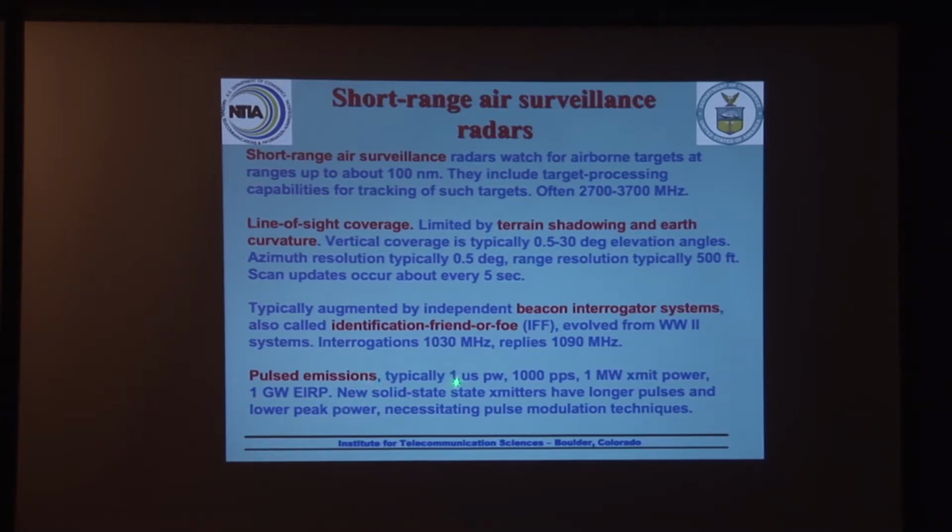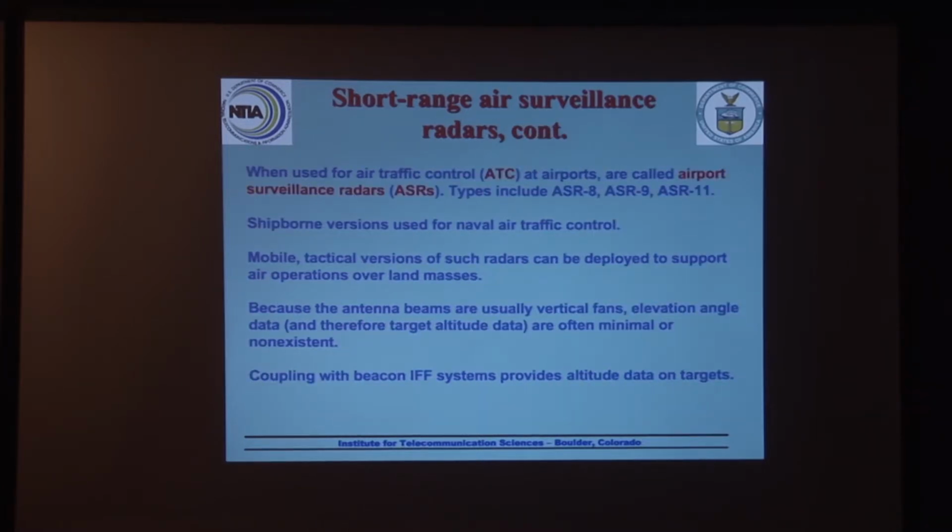These radars do operate with pulsed emissions, typically about a 1 microsecond pulse width, 1,000 pulses per second, a megawatt peak power coming out of the transmitter, and that means 1 gigawatt EIRP, a billion watts EIRP coming out of the antenna, because the antenna typically has a little more than 30 dB of gain. Now, the new solid-state transmitters, remember, have longer pulses and lower peak power levels, and that necessitates pulse modulation techniques if you go to a solid-state design. The numbers I just gave you there in that bullet are for classical tube-type radars.